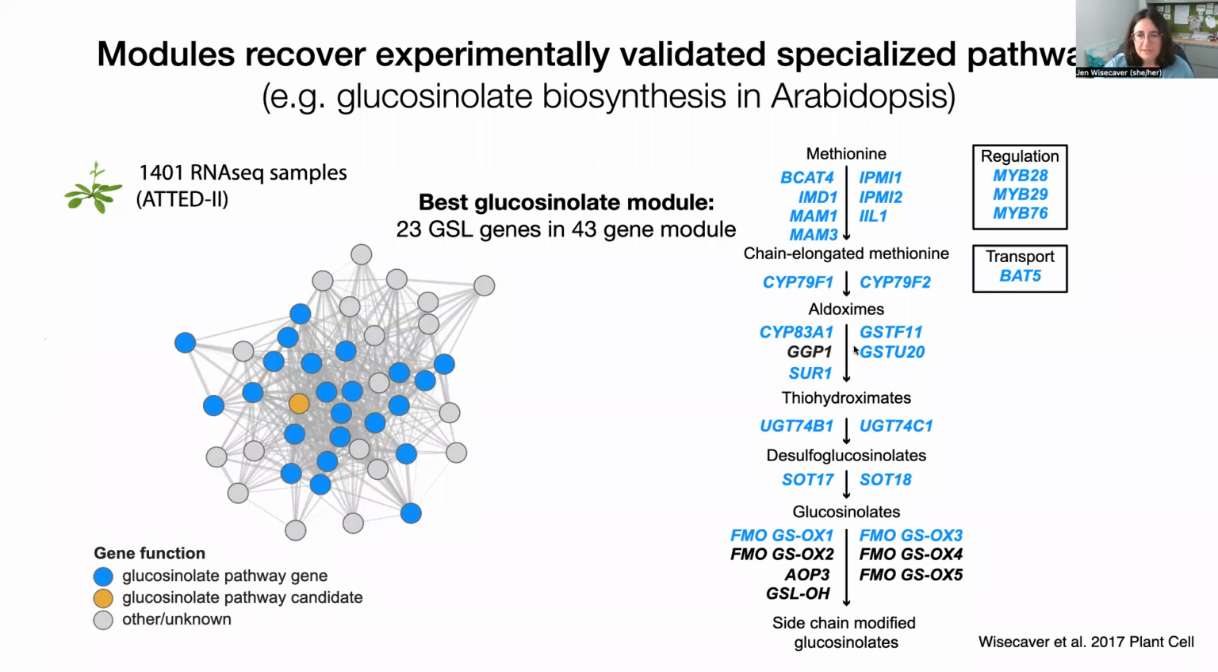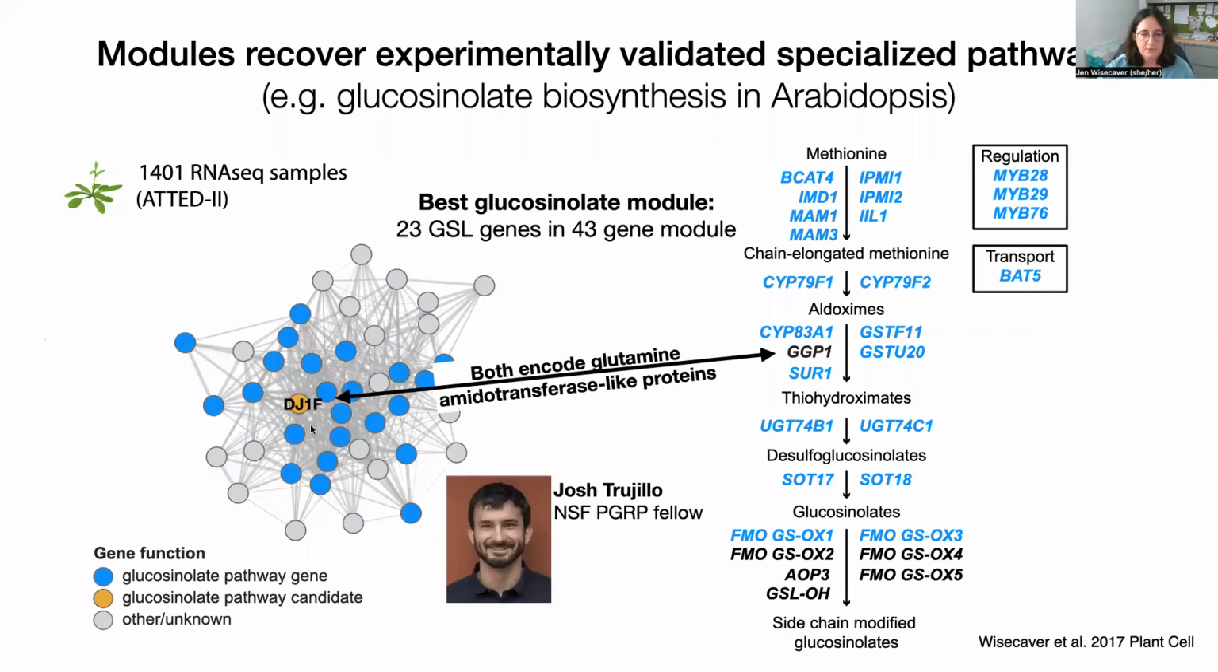Although you will notice that there's one outlier here, GGP1, shown in black instead of blue, because we could never get it to be recovered in any of our co-expression networks. Although we do have DJ1F, which is a homolog to GGP1. They are both glutamine aminotransferase-like proteins. And so you see it is very strongly co-expressed with other glucosinolate genes.